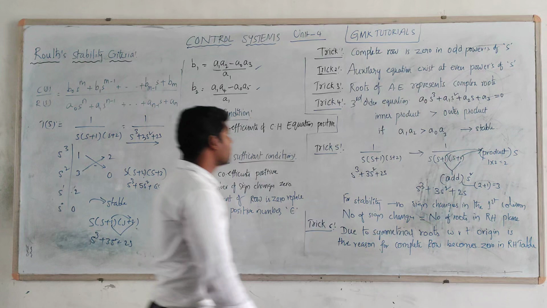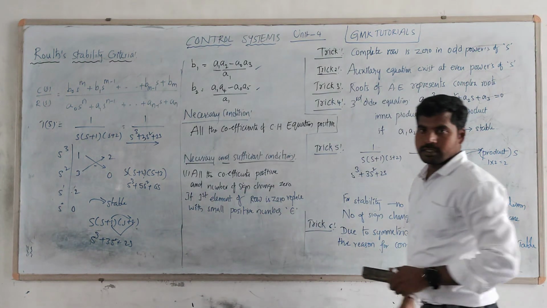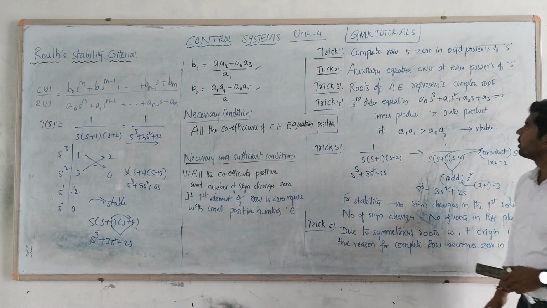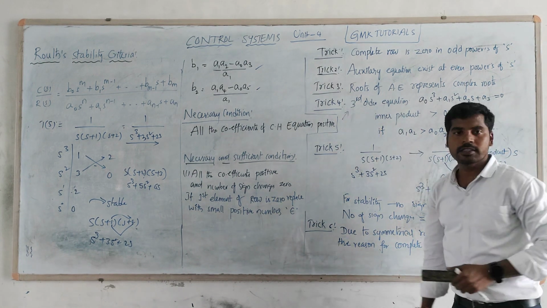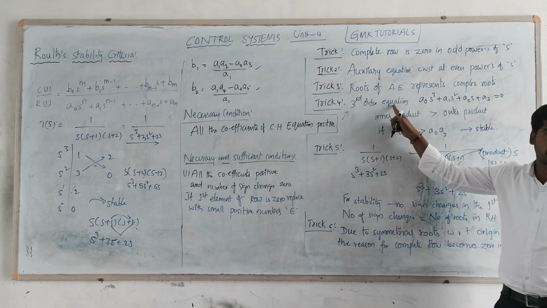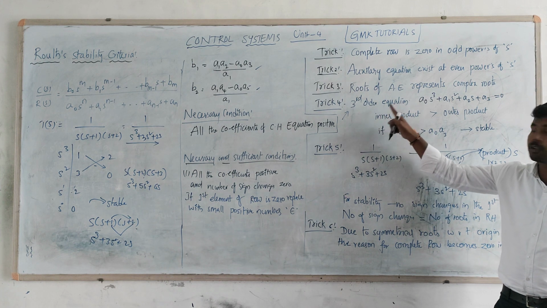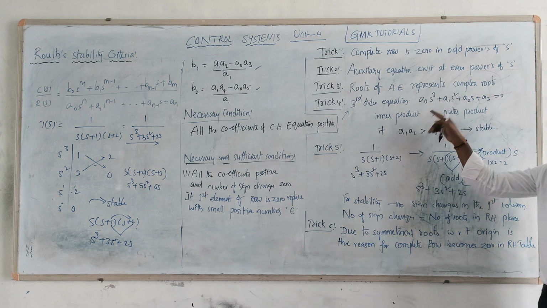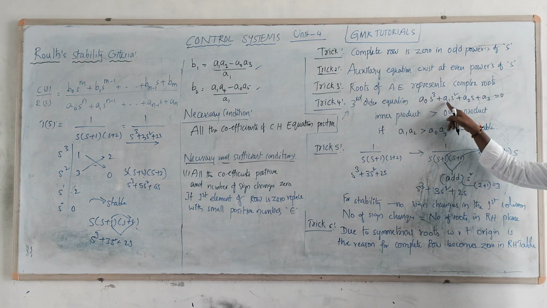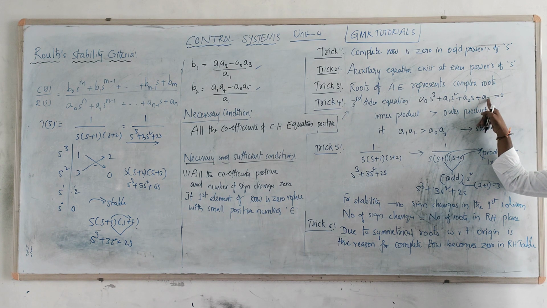Okay, now at the same time, in this case also one more trick is there. The trick is nothing but trick number 3. If you observe this case, if the system is a third order system, that means if the denominator is a third order denominator, at that time the CH equation in the form of, let it be taken in this case, a0 s power 3, a1 s square, a2 s, a3 is equal to 0.